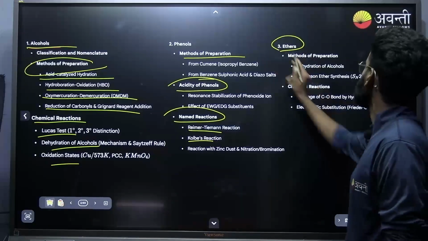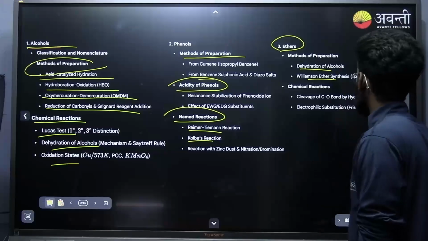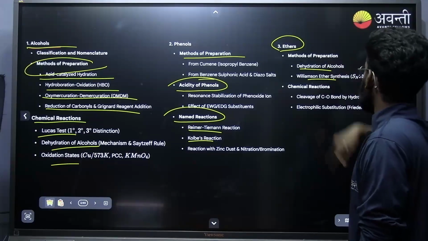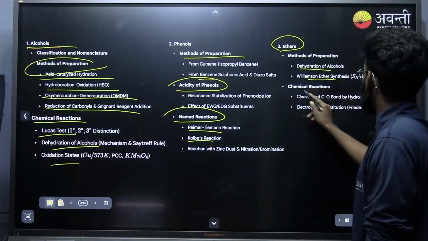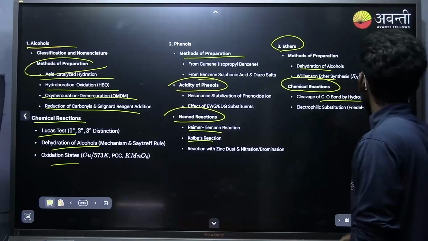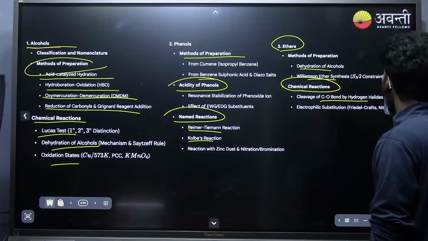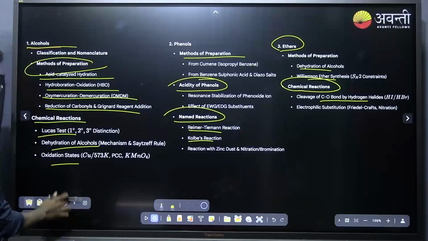Next comes ethers. For ether, the method of preparation is dehydration of alcohol, then Williamson ether synthesis. These are the two. Williamson synthesis is another name reaction that we will be discussing in ether. Now the next important point is the chemical reaction of ether, especially the cleavage of the C-O bond by hydrogen halide. That is another important point we will be discussing. Now we can go through it one by one.